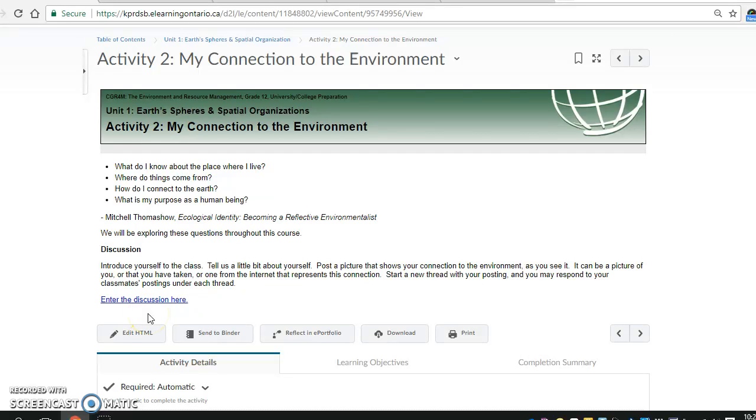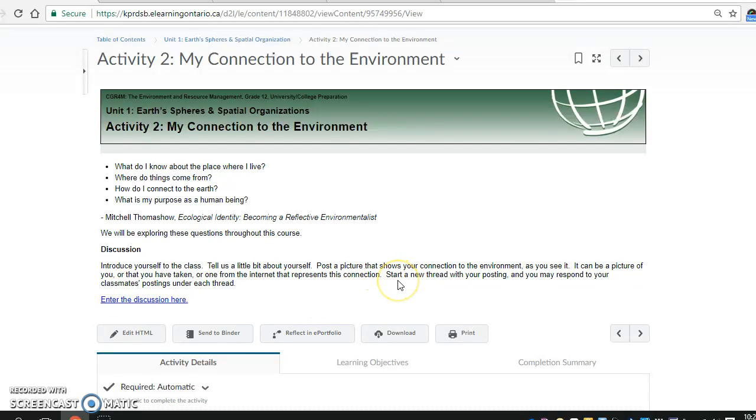So we've published the second and third activity for Unit 1, which are all due this week. Activity 2 is pretty straightforward and simple. Not a whole lot of work on your part. Just basically an introduction to yourself on the discussion area.